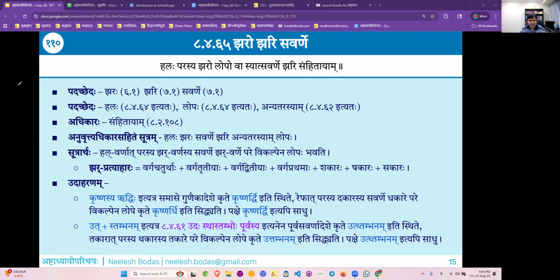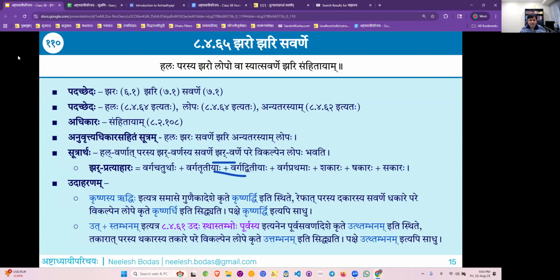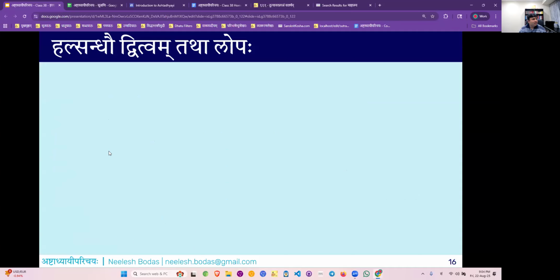Very nice, excellent. So this way you have taught Jhalo yamam yami lopaha and Jharo jhari savarne. 2-3 more slides are there. Now what happens is we learned Dvitvam. Dvitvam causes a doubling. It is the same letter that is being doubled. So observe that Halo yamam yami lopaha requires the same yam letter one after the other, and then the middle yam is deleted. Jharo jhari savarne requires the savarna, so same is also qualified. So the middle jharvarna will be removed.